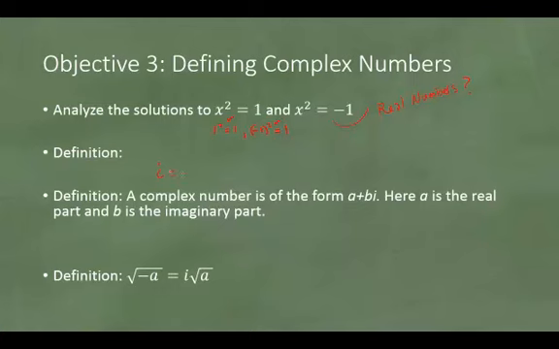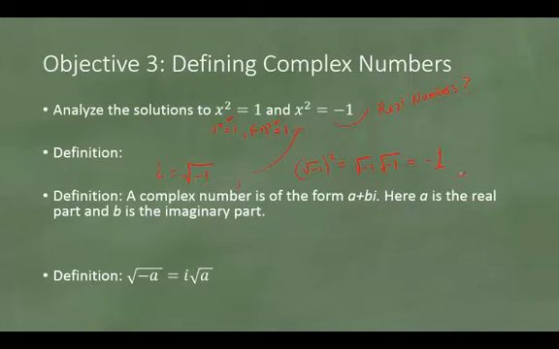I is defined to be equal to the square root of negative 1. So that way, if we were to type in I in there, in other words, the square root of negative 1 squared, square root of negative 1 times the square root of negative 1, right? That would give us negative 1. So we found something that works.